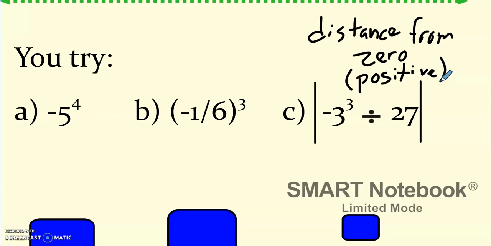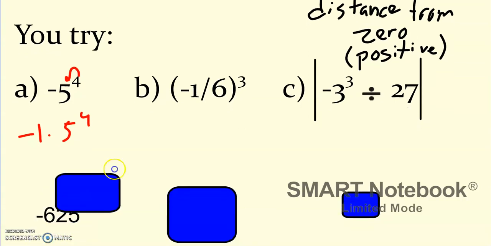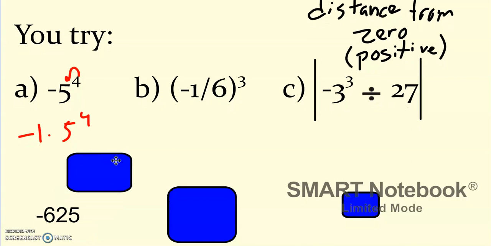All right, so if you are listening to me, that means you tried these 3 problems out. Let's go over them. A says -5 to the fourth. Remember, that 4 is only getting applied to the 5. It's going to be -1 times 5 to the fourth. When you do that, we get our final answer being -625.